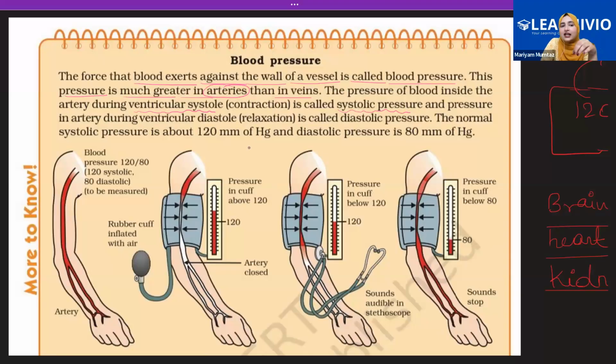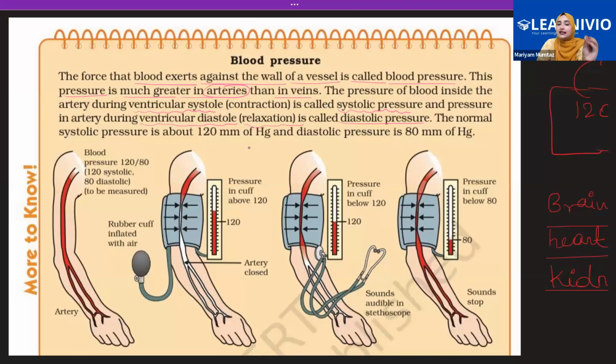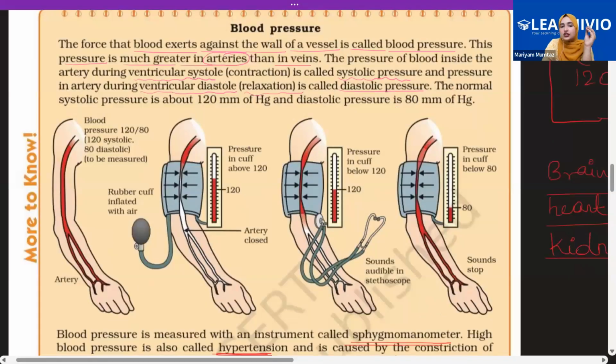And the pressure in the artery during the ventricular diastole, which is the relaxation, we say that it is the diastolic pressure. Now, the normal systolic pressure is 120 millimeters of mercury, and the normal diastolic pressure is 80 millimeters of mercury. Okay. Now, if the blood pressure rises above 120 over 80, in that case, you call that condition hypertension.